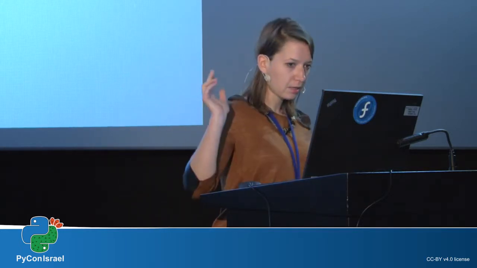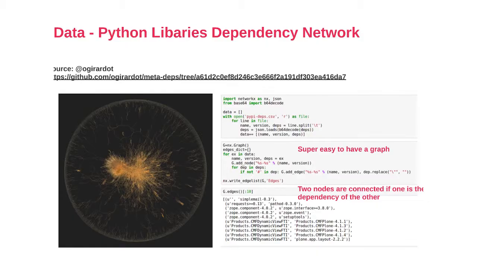So let's see. For this talk, I downloaded a really nice data set about how Python libraries depend on each other. And I wrote a couple of lines of code to show it's really easy to create a network based on a CSV file. So if you have any kind of already made relations, you can build up this network. The source of this data is from Libraries.io, and they made this visualization.